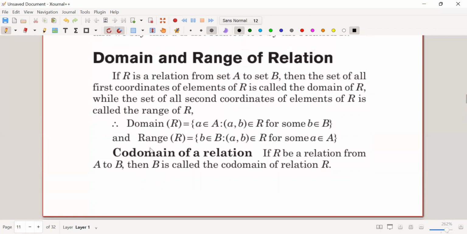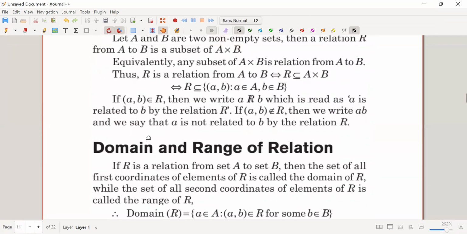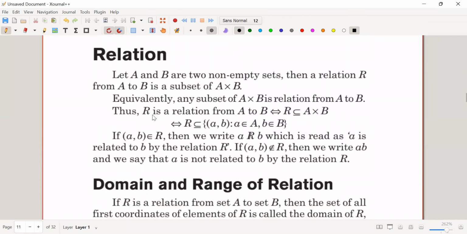Example: domain and range of relation. What is relation? It's just a bond between sets. It shows the connection between set A and set B. In what way is it connected? It has all from the Cartesian product. There is one relation.